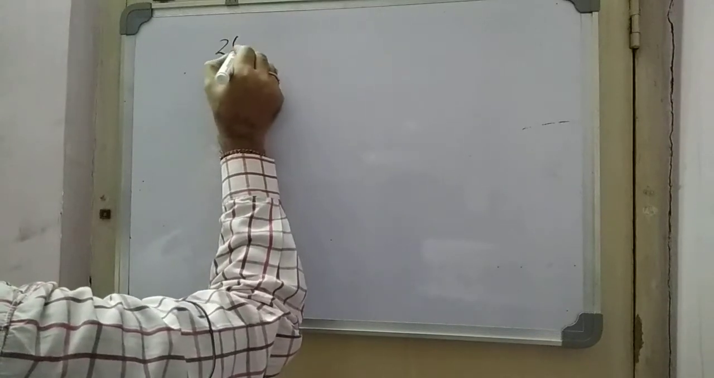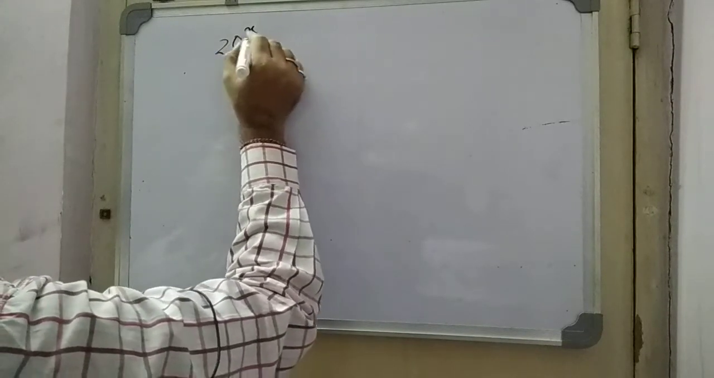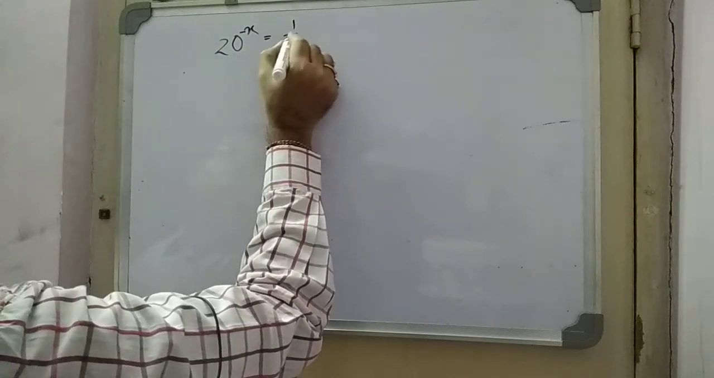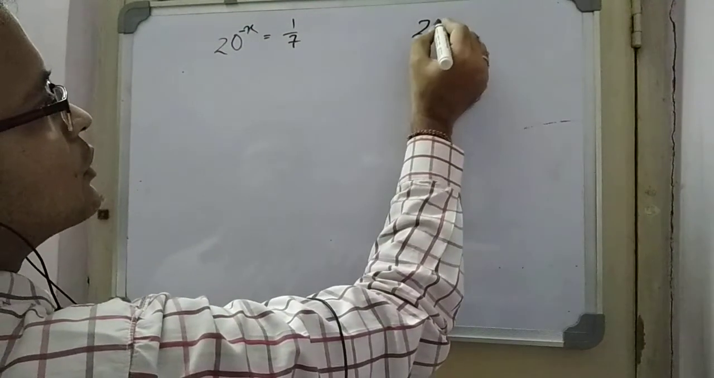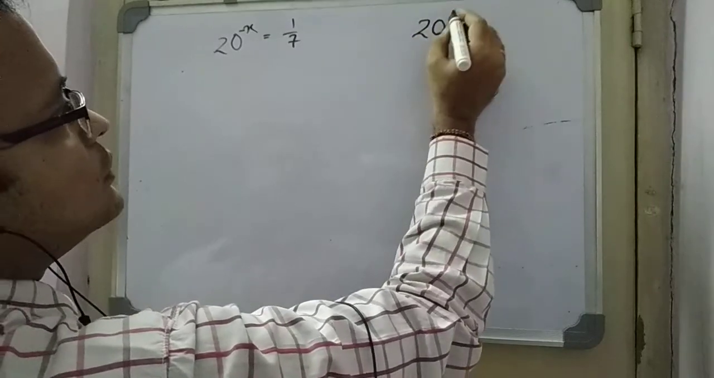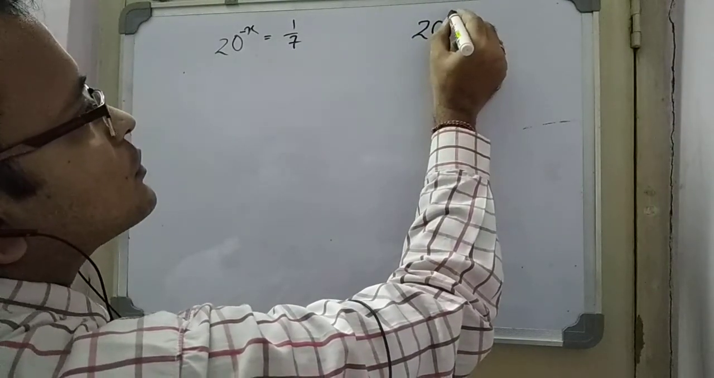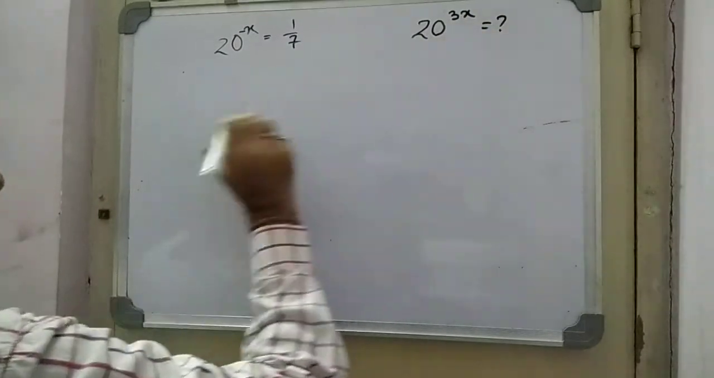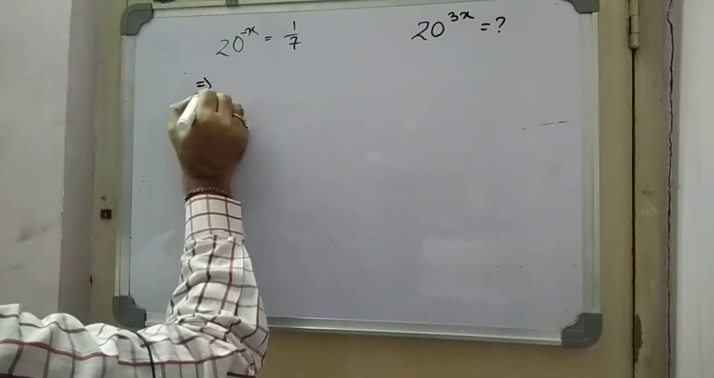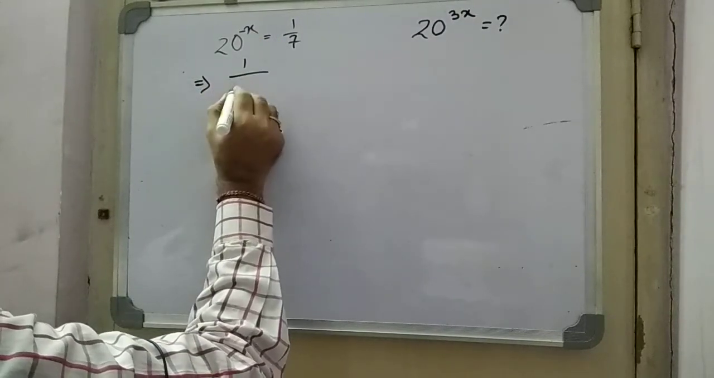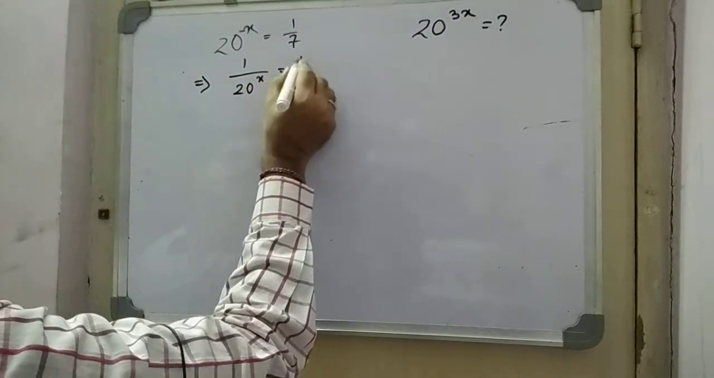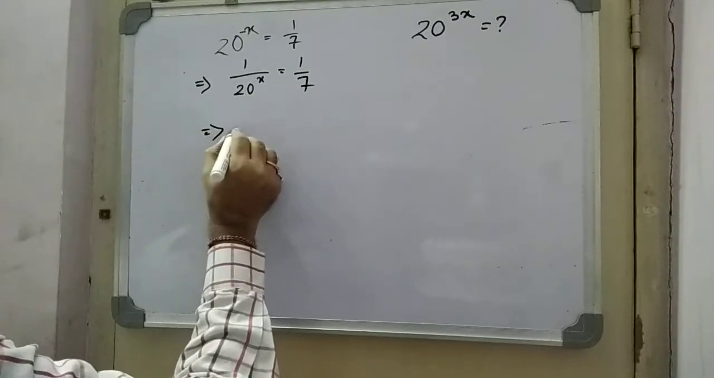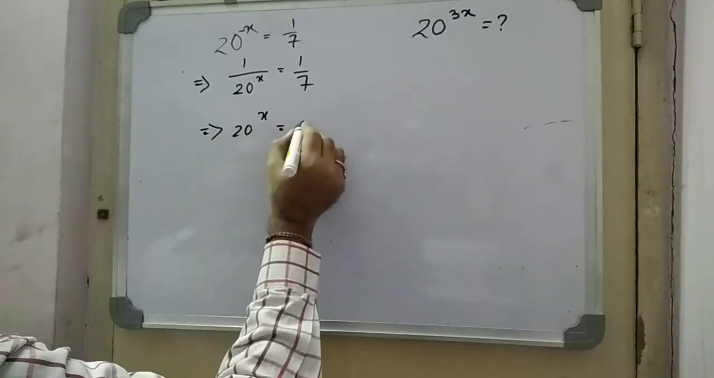Now to the next problem. 20 to the power minus x equal to 1 by 7. So what is the value of 20 to the power 3x equal to what? So we know a to the power minus x equal to 1 by a to the power x. This implies 20 to the power x equal to 7.